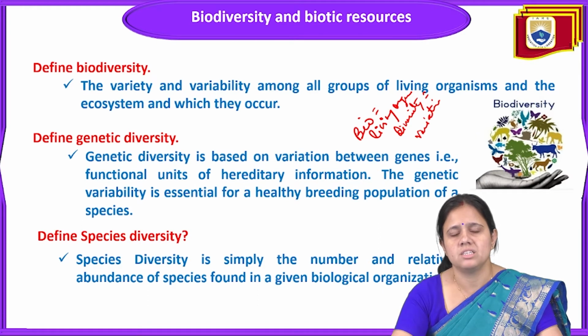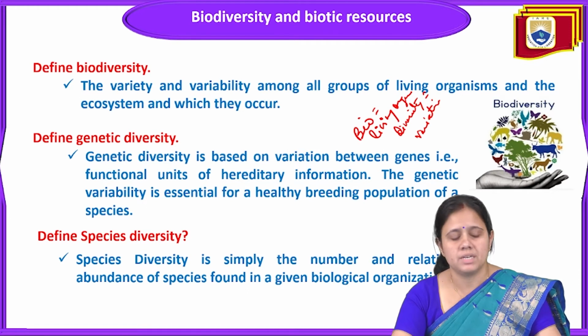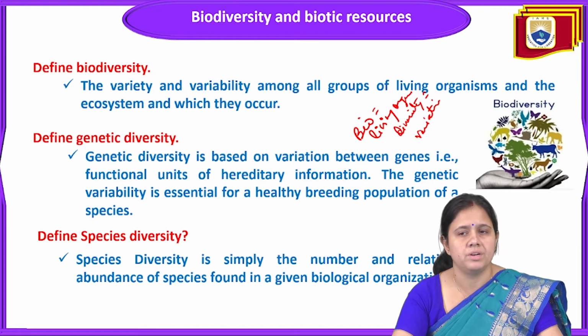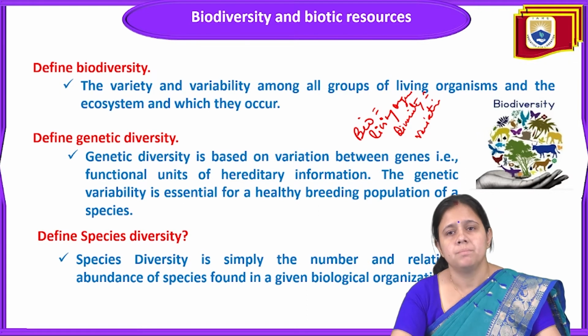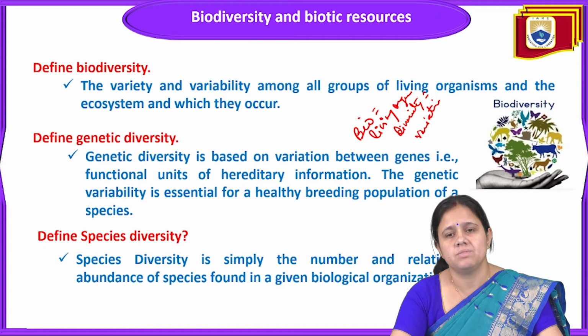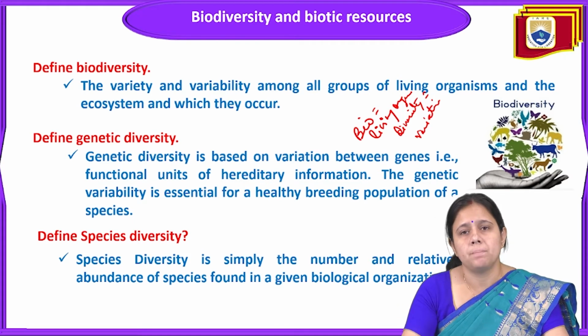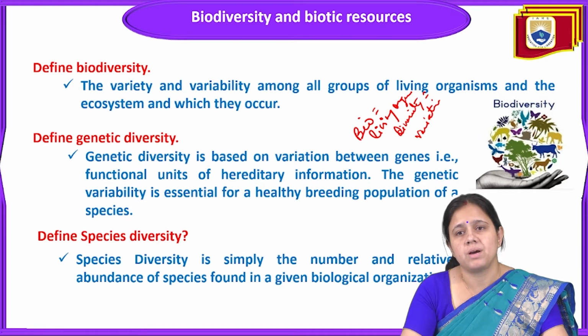The next variation is species diversity. How do we define the term species diversity? It is simply the number and relative abundance of species found in a given biological organization. Species diversity is the number of species and their abundance found in a given biological organization. It means diversity at the level of species.